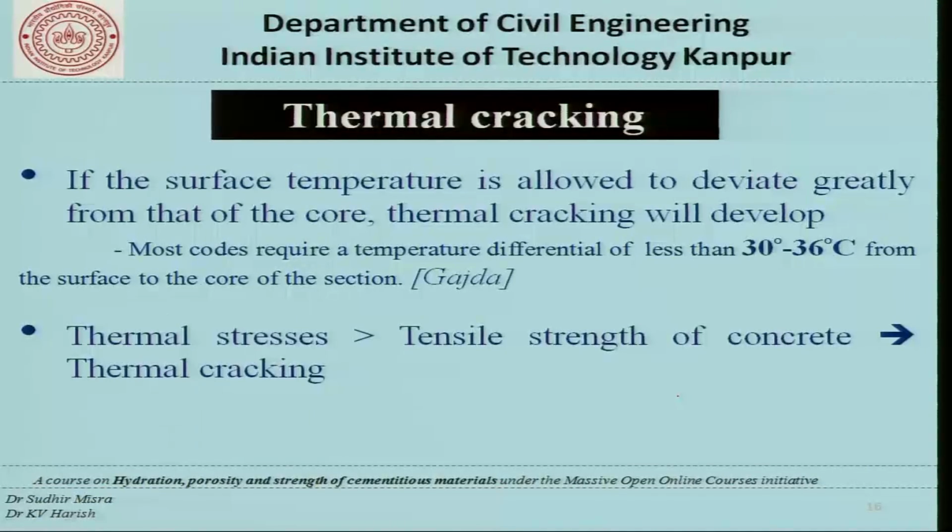Recapitulating, now if the surface temperature is allowed to deviate greatly from that of the core, thermal cracking will develop. Basically what is being said is that if on account of heat of hydration, the temperature of the core of concrete is allowed to be greatly different from that at the surface, so, let us say Ts and the core, if there is a large difference between these two, then there will be a certain amount of thermal gradient that will develop, and that is what will induce the cracking. As we have seen, if the thermal stresses are greater than the tensile strength of concrete, we will have cracks.